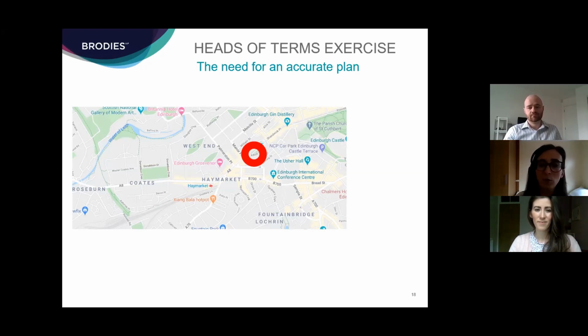And this is important, and as a practical example, Rory once had a situation where a plan was included in a set of heads of terms and also the sale brochure for a property.